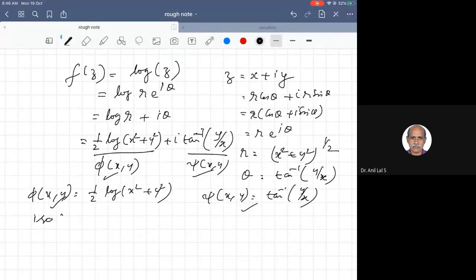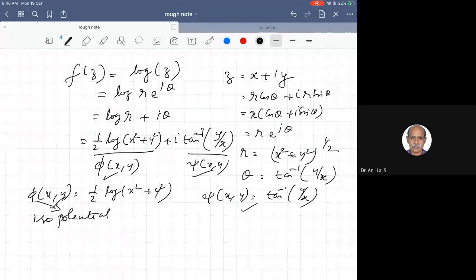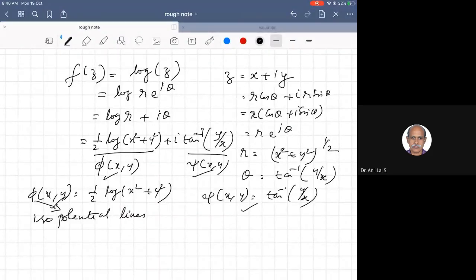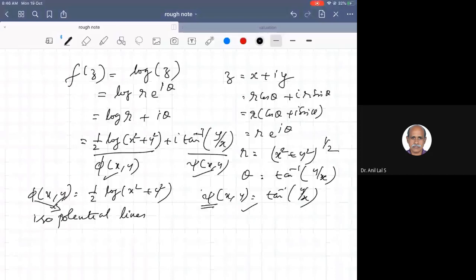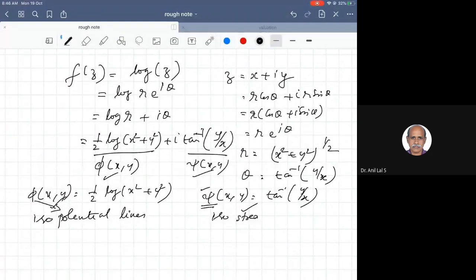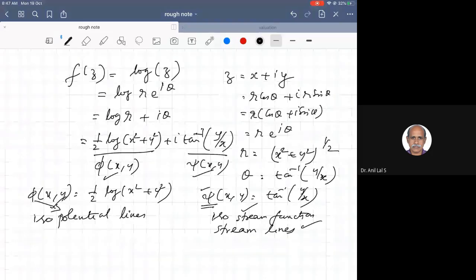Iso potential lines, that is phi is the scalar potential. Iso stream function lines are also called streamlines. So if you plot the streamlines, you can identify the flow, as the fluid will be flowing along streamlines. No fluid particle will cross the streamlines, so the velocity across a streamline is equal to 0.